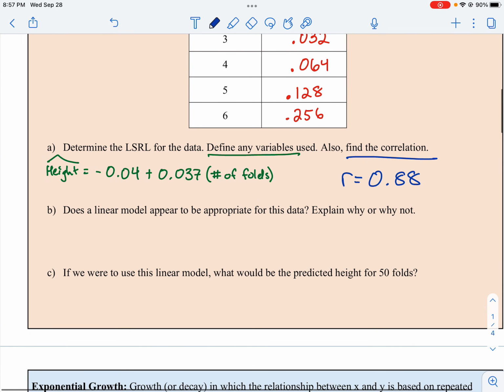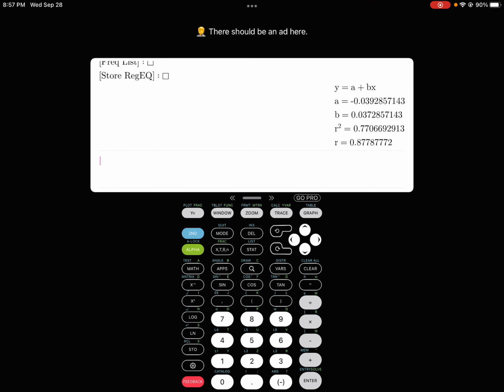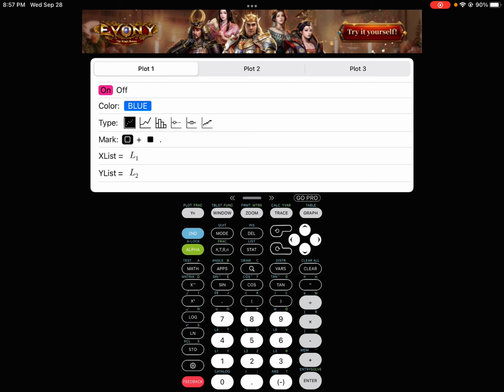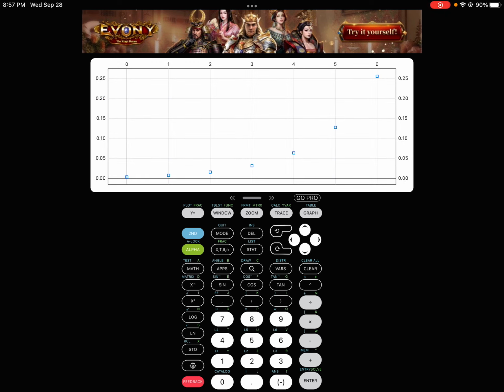Now, B, does a linear model appear to be appropriate for this data? Explain why or why not. So what this is basically asking us to do is to look at the data as a scatter plot or as a residual plot, and I'm going to show both. Just because there's a strong correlation here, it doesn't necessarily mean it's linear. We saw an example of that in a previous lesson where we saw a very strong correlation, but we saw a curved pattern. So if I go to my scatter plot for list 1 and list 2, zoom 9, okay, I can see that my pattern of the dots is curved in an upward direction.